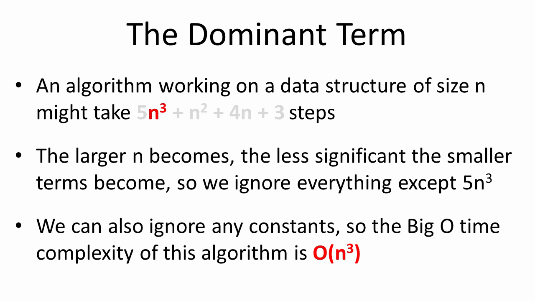In fact, we can also ignore any constants. So the big O time complexity of this algorithm is O(n^3). We call this cubic complexity.